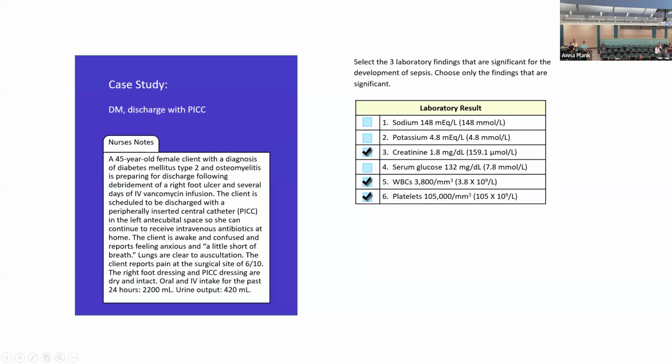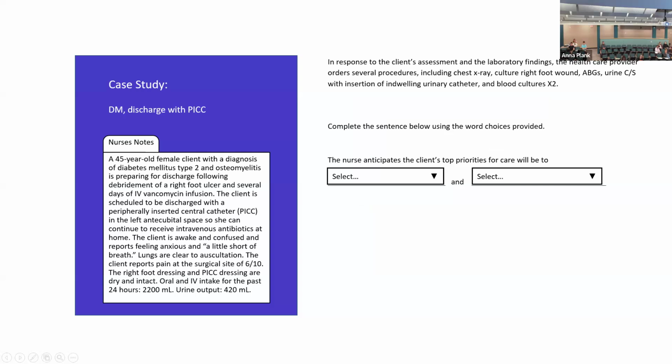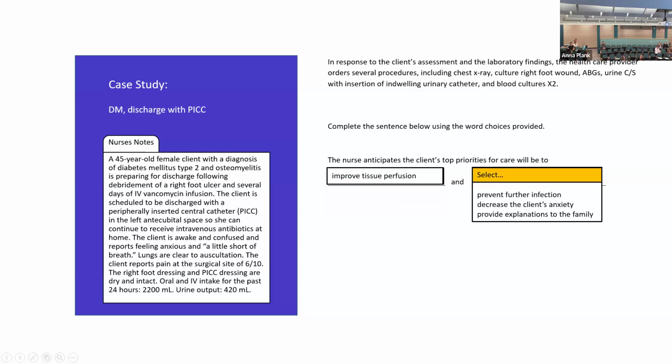Bleeding, hypovolemia? Okay. The nurse anticipates the top priorities are going to be to do what? What's our first goal of shock? Improve tissue perfusion. If you see a test question that says, what is the goal of shock? The goal is to improve tissue perfusion. Okay? And what is our other top priority? Prevent further infection.